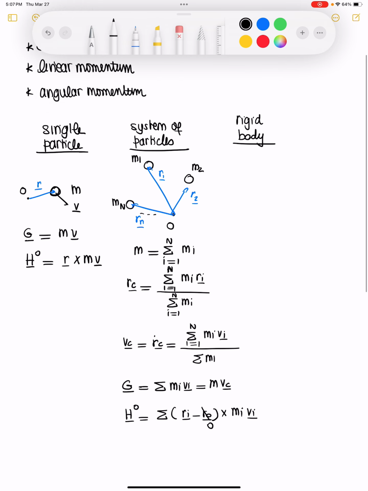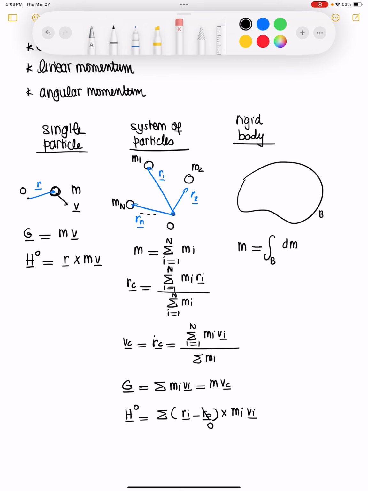Now, for a rigid body, the concepts are quite similar to those of systems of particles, but we don't sum over individual particles. What we do is a continuous sum, which is an integral over the infinitesimal particles, infinitely many infinitesimal particles that constitute the rigid body. So the total mass of the rigid body is the integral over the body, I'm calling the body B, of the differential mass.